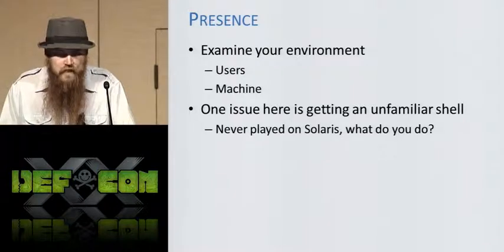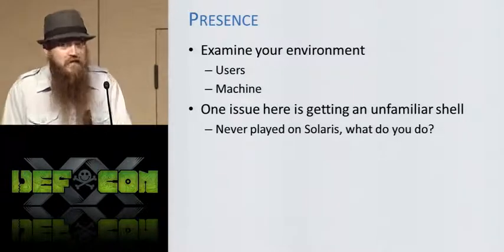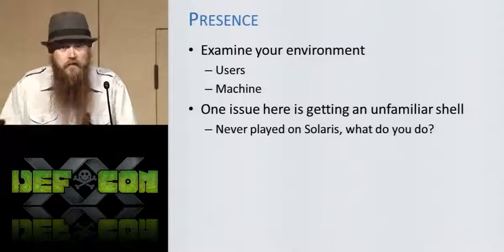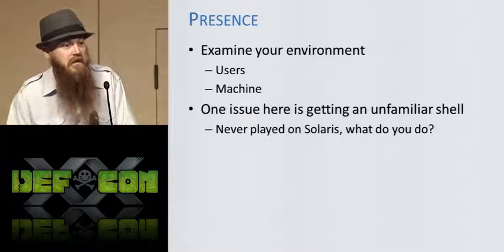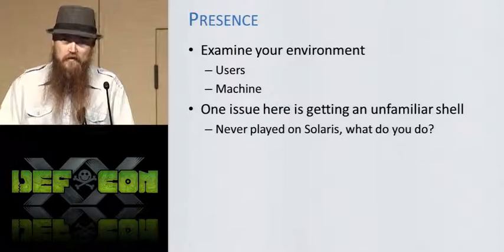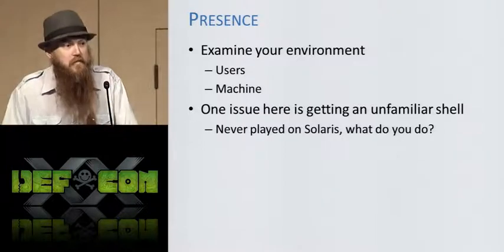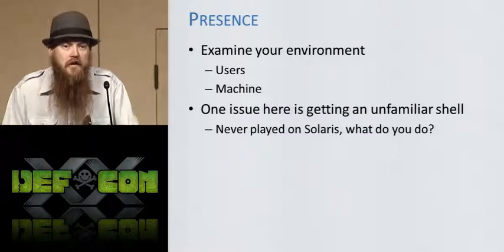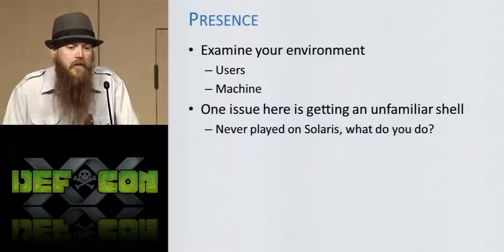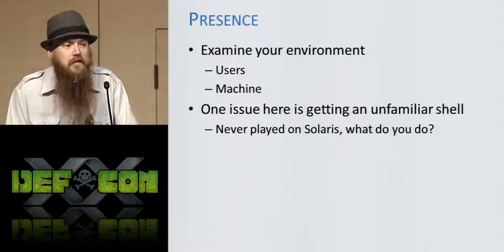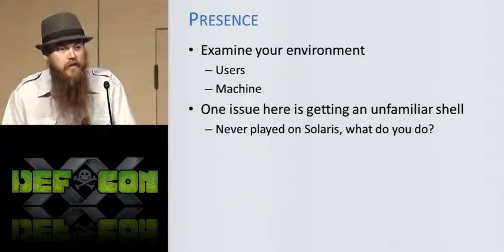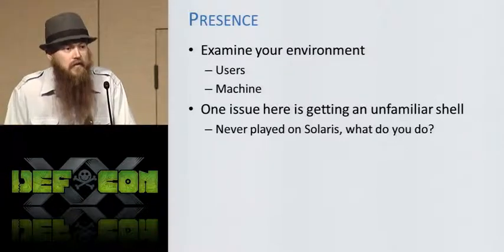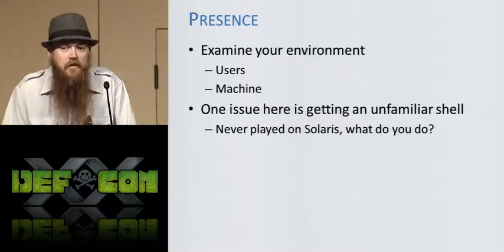And an issue with presence is getting an unfamiliar shell that you've never played on before. You end up on, you know, this is an AIX box. I've never looked at AIX. What do I do? Well, with the Metasploit Post API, again, we've got that abstraction, so you don't have to know what commands are available that will allow you to write a binary file onto that box, because we've already done that work for you. There's one API for writing a file and it just works.